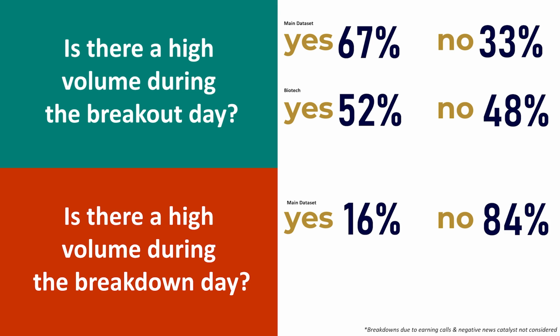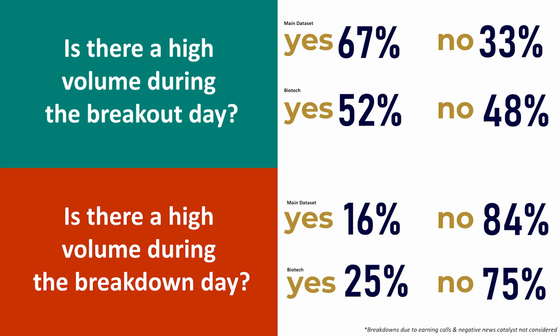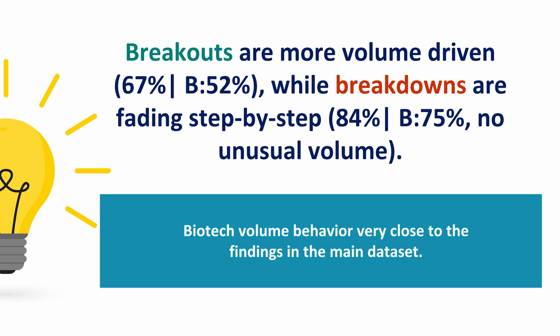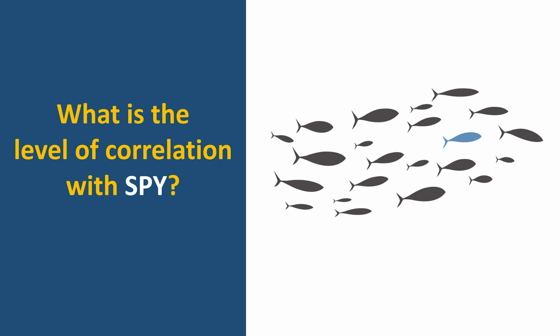and the same analysis was done for the daily volume on breakdowns. And what we see is yes, in 25% of the cases we had unusually high volume, and no in 75% of the cases, very similar to the main data set. Here's a conclusion: breakouts are more volume driven, 67% in the main data, in breakouts in biotech 52% of the cases, while breakdowns are fading step by step. Biotech volume behavior is very close to the findings in the main data sets.